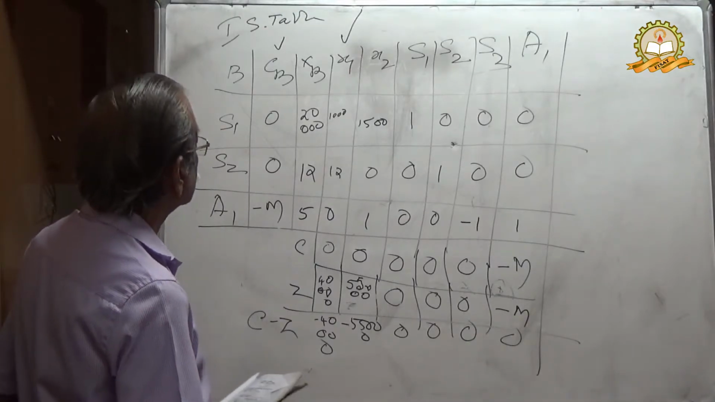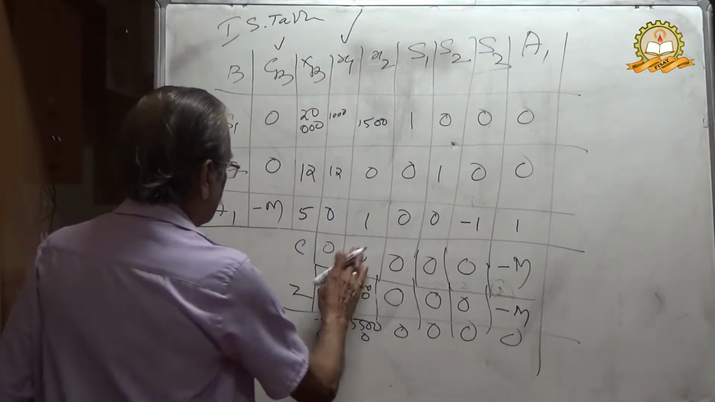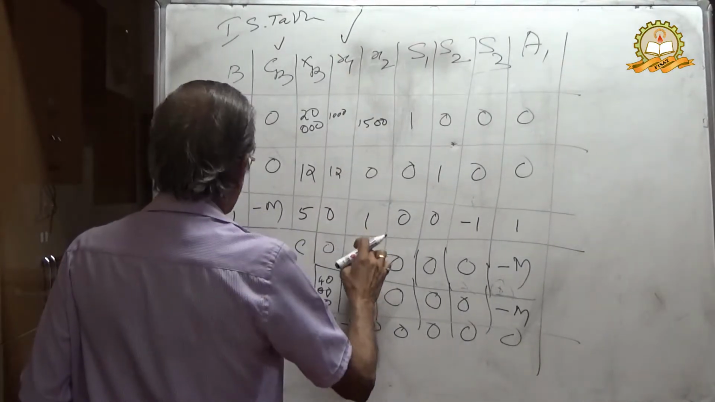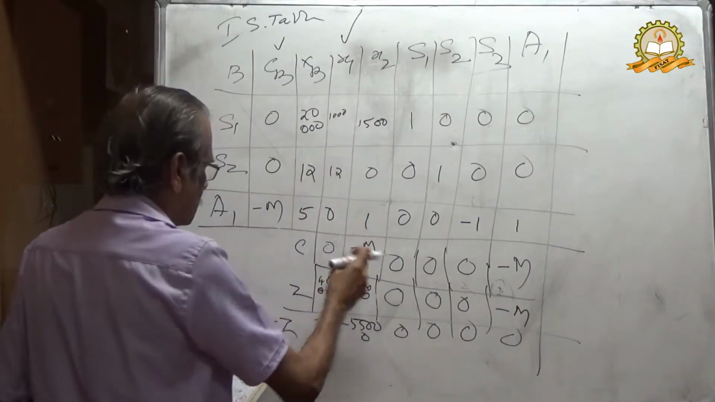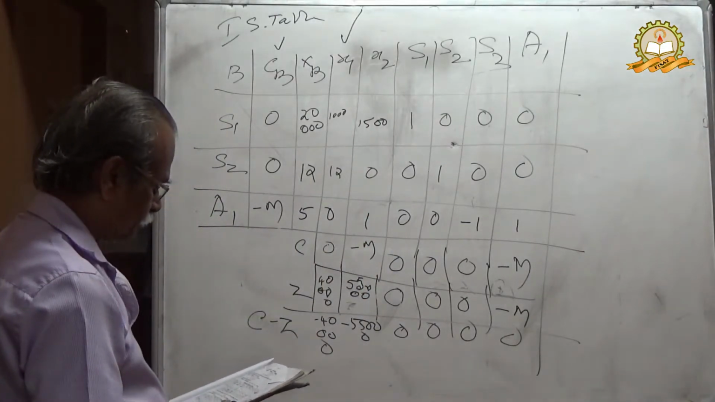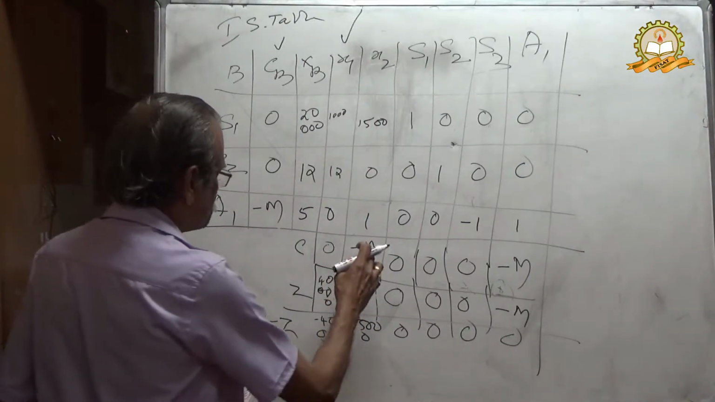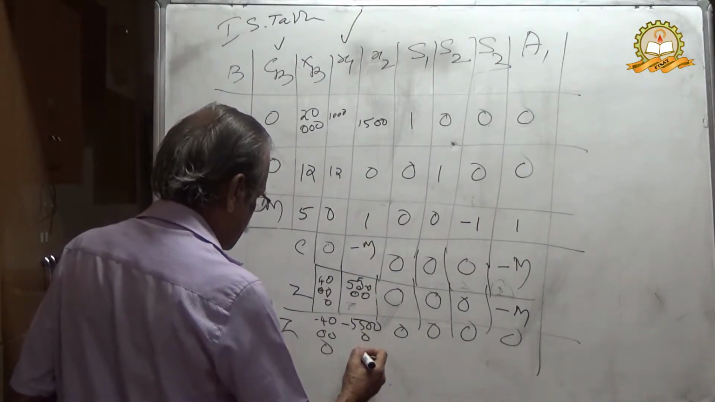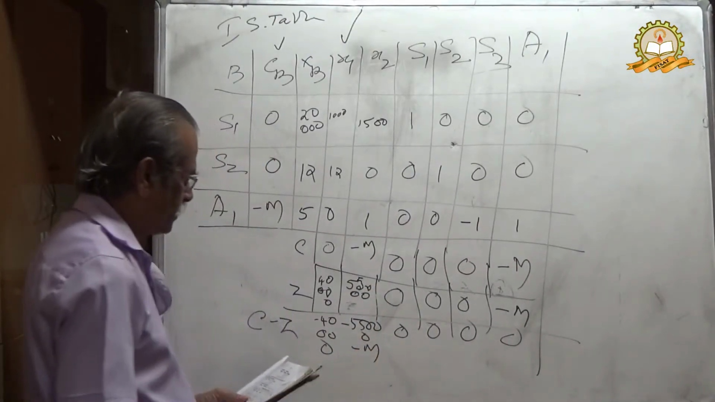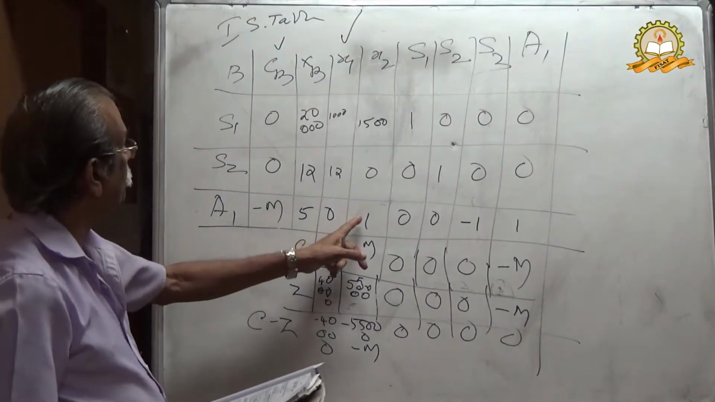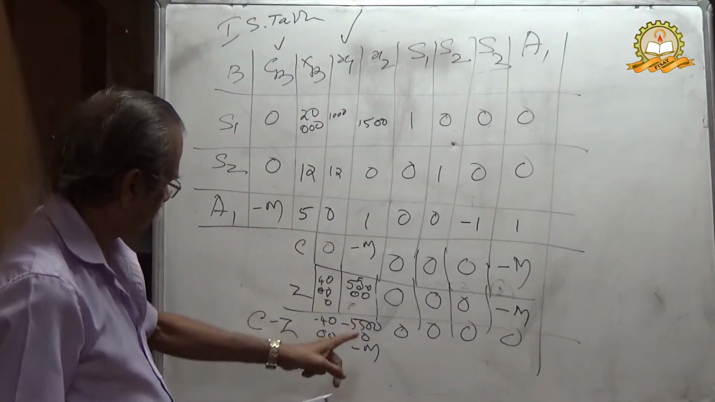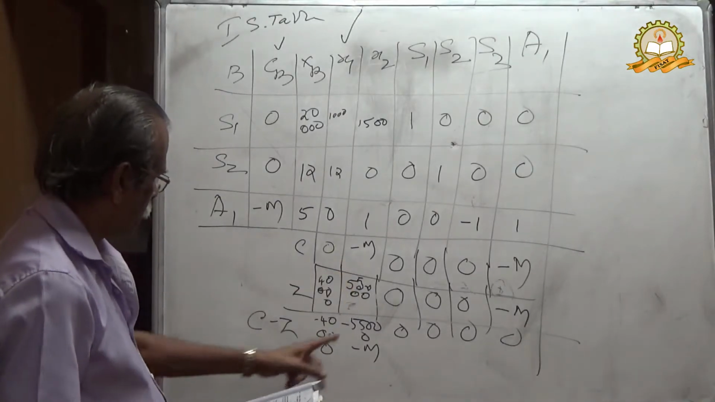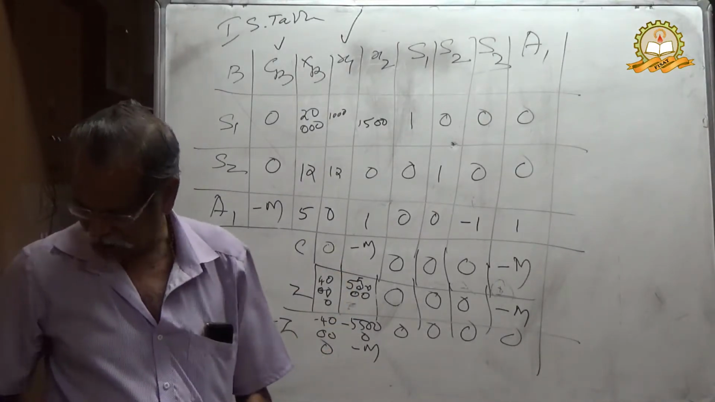Sorry, one small change. Here it is. Under x2 you have minus m. Therefore, this will be this minus m. A1 into x2 column will be minus m. And here this subtraction will be that.